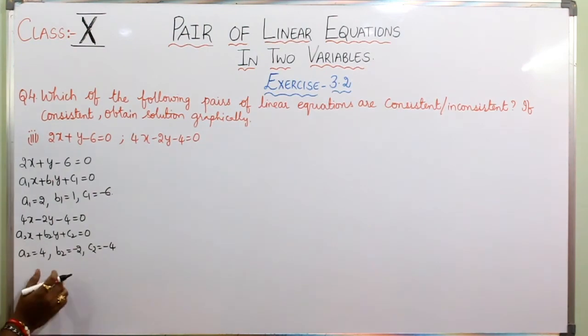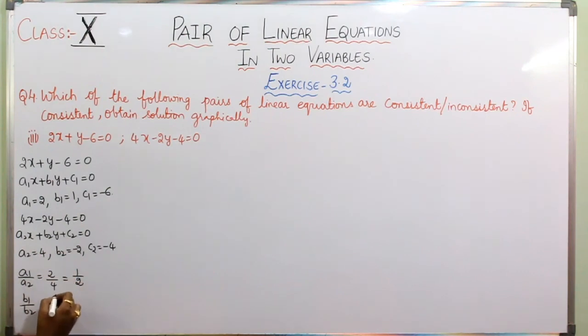So then you get a1 by a2 is equal to 2 by 4, which is equal to 1 by 2. Similarly, b1 by b2 is equal to 1 by minus 2. Similarly, the third one is c1 by c2, which is equal to minus 6 by minus 4. Minus minus cancel, you will get 3 by 2.